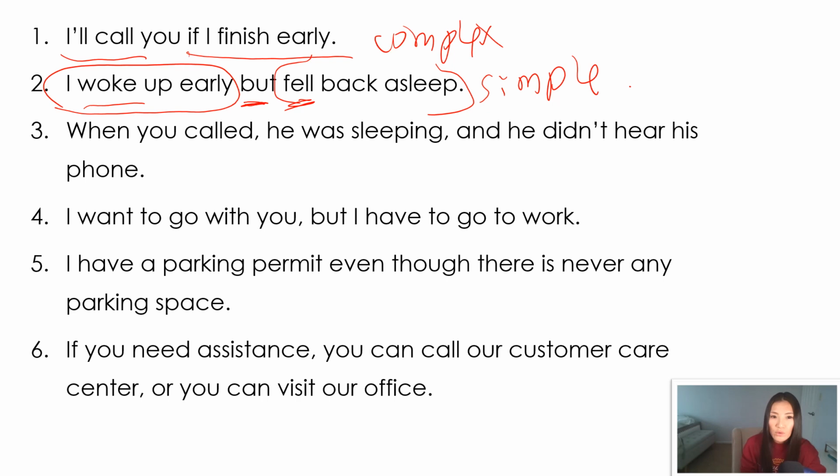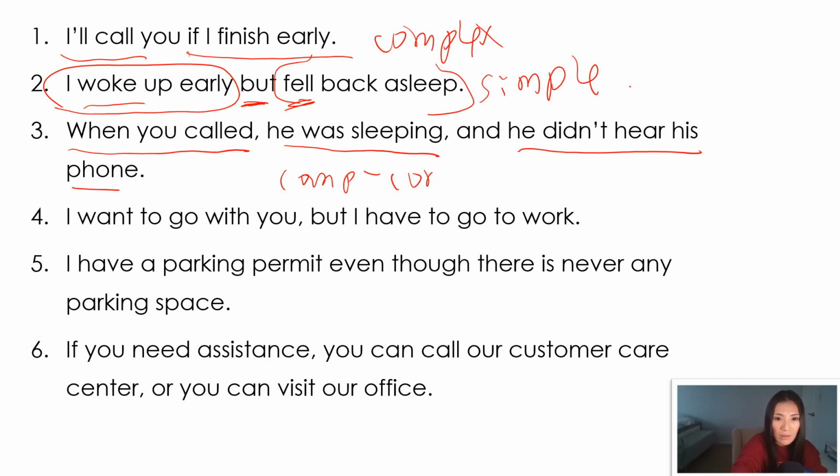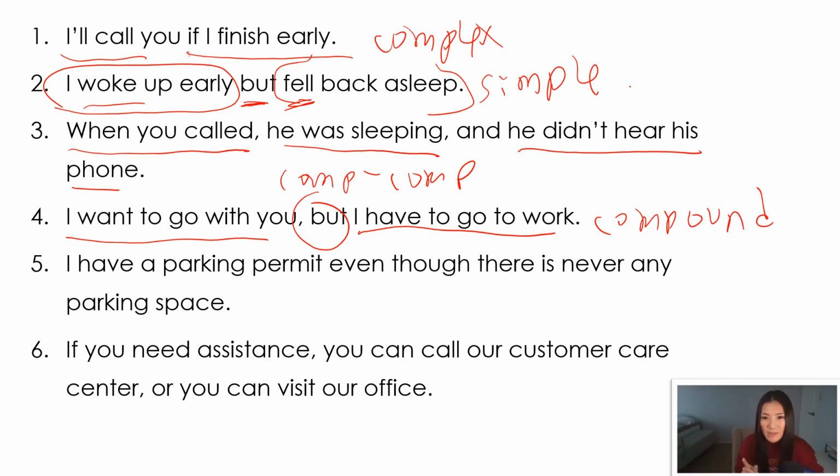Number 3, when you called, dependent clause. He was sleeping, independent clause. He didn't hear his phone, independent clause. So one dependent and two independent clauses, it's compound complex. Number 4, I want to go with you, but I have to go to work. I want to go with you, independent clause, comma, but I have to go to work, independent clause. So two independent clauses equals compound sentence.